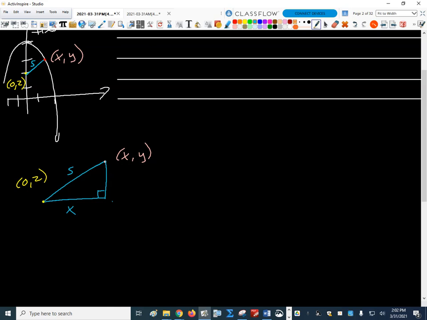What's going to be the length of the height here? Y minus 2. Everybody agree? Y minus 2. This y value is 2. This y value is y. And so the distance between those is just y minus 2. So the distance formula would have us say that S is equal to the square root of x squared plus the quantity y minus 2 squared, right? Everybody agree?